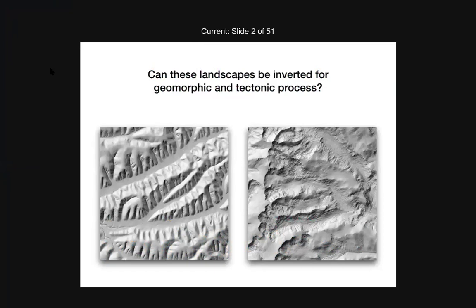I want to start by asking the question, how do we invert observations such as the topography shown here for information about geomorphic and tectonic processes? So obviously the topography contains information, the slope area and hypsometric relationships of the fluvial terrain that we can see here on the side of the slide are clearly different from the glaciated landscape shown here.